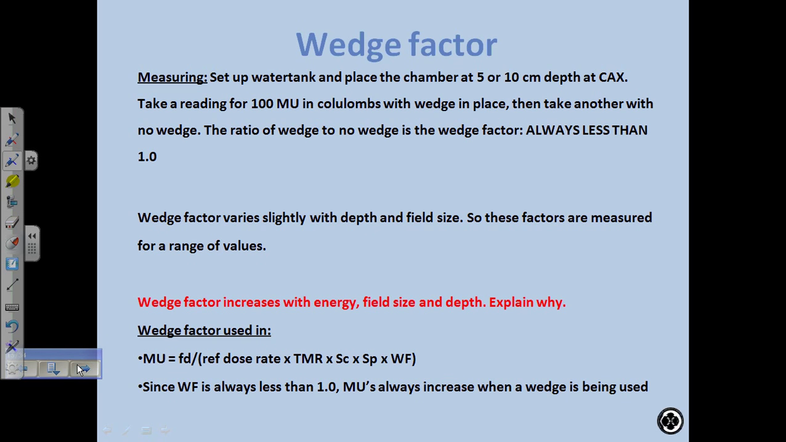All right, wedge factor. How do you measure it? Set up a water tank and place the chamber at 5 or 10 cm depth, central axis. Take the reading for 100 MU in coulombs with the wedge in place, then take another reading with no wedge.